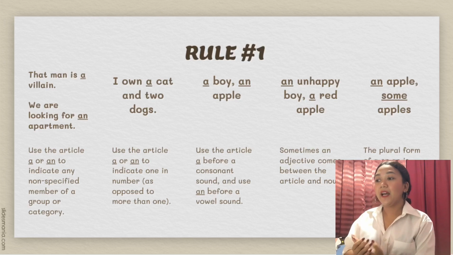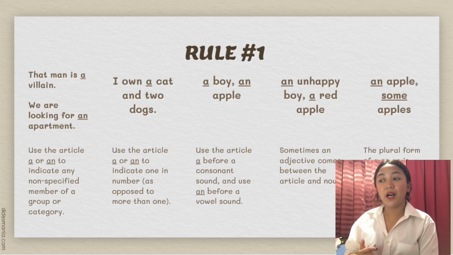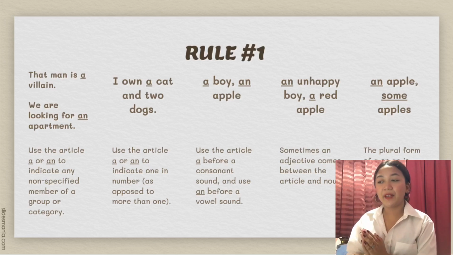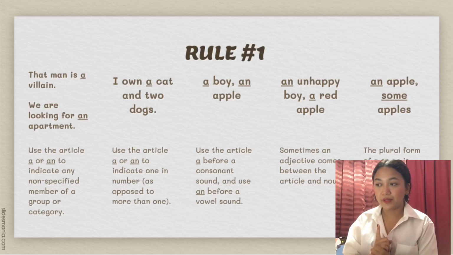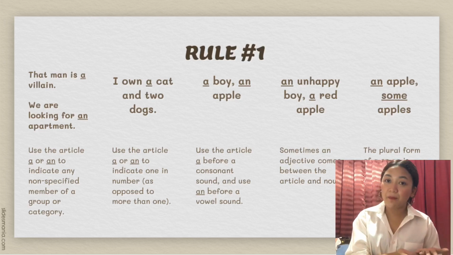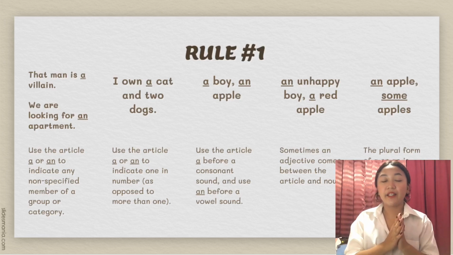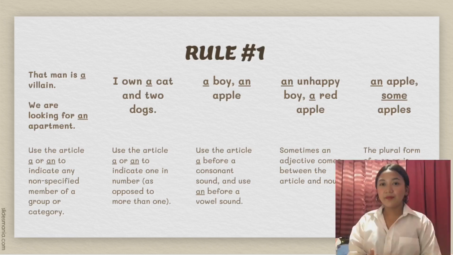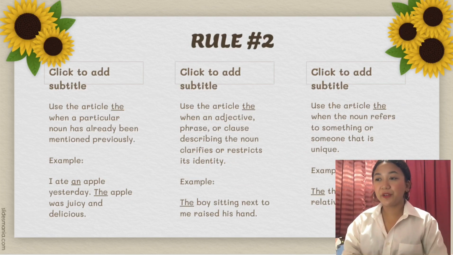And last, the plural form of a or an is some. Use some to indicate an unspecified limited amount but more than one. An apple and some apples. An apple means one apple only. Some apples means there are several apples that can be counted or the number wasn't clearly given. Now let's proceed to rule number 3.